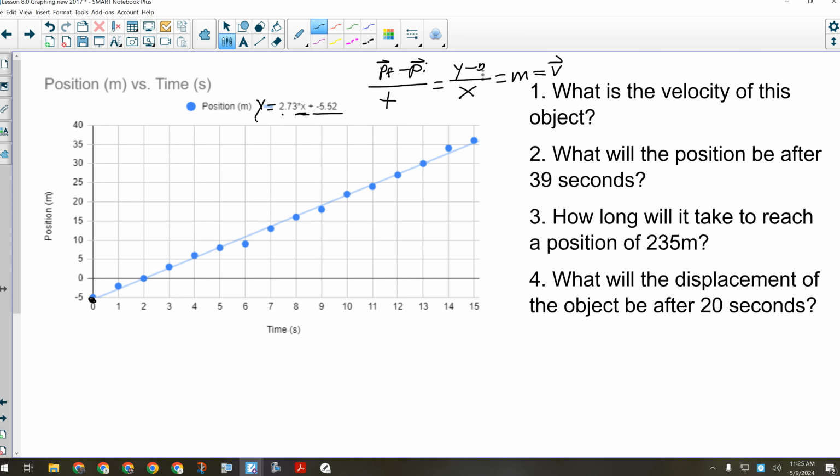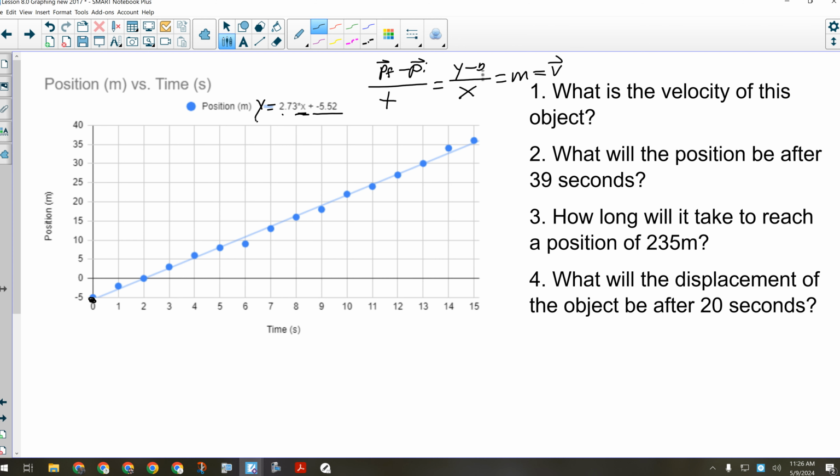Okay, that's the process I want you to go through. I don't want you to memorize it. The slope of the graph on the position time graph is velocity. I want you to be able to figure it out. I want you to look at what do I have? What does each part of that equation I was given represent? B had to be initial position. Y would have to be final position. X is time. That means that m has to be equal to v. So the velocity of the object is positive 2.73 meters per second. It's the slope of the graph. Okay?